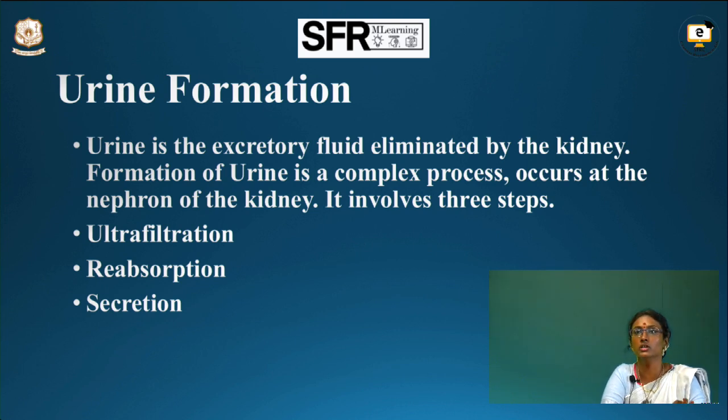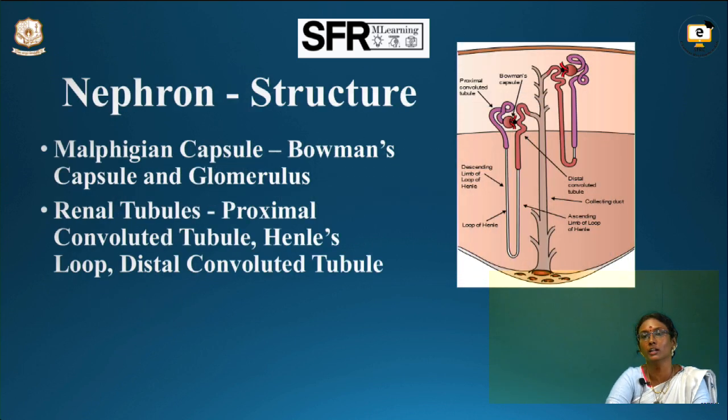This urine formation actually happens in the nephron. The nephron is the basic unit of the kidney, responsible for the excretory function. The nephron contains the Malpighian capsule. From the picture you can see the Bowman's capsule and the glomerulus together are called the Malpighian capsule. The bulb-like structure is the Bowman's capsule, and inside we have the glomerulus.